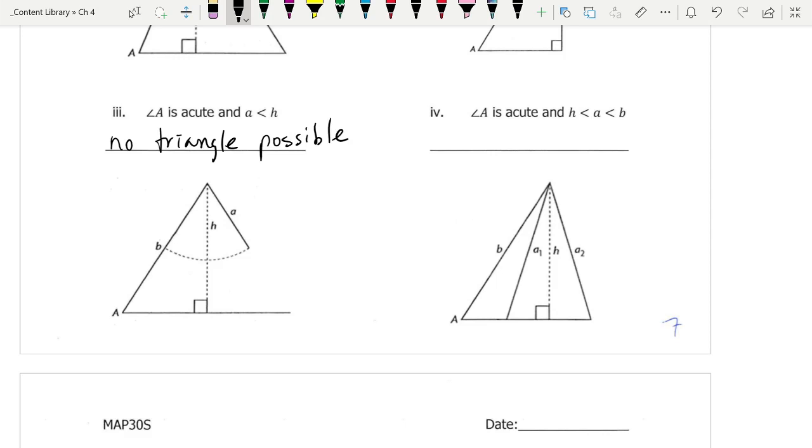Finally, this is the ambiguous case. What if I give you angle A, I give you the side right next to it, B, and I give you the opposite side, A, but A is smaller than B, but it's bigger than that height would have been. So it's definitely long enough to reach, plus some left over, but I could have drawn the line this way or that way. I don't know which. So there are 2 possible triangles.